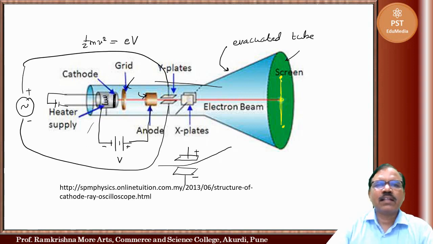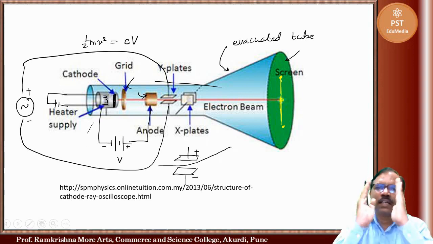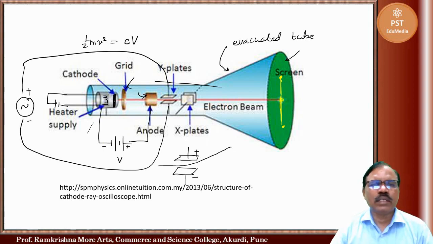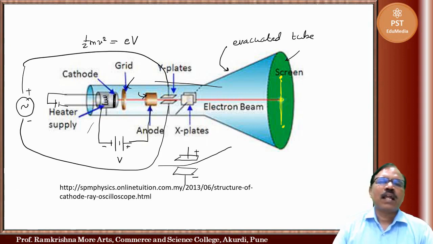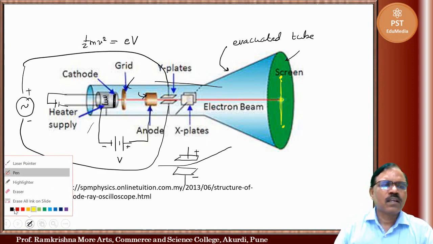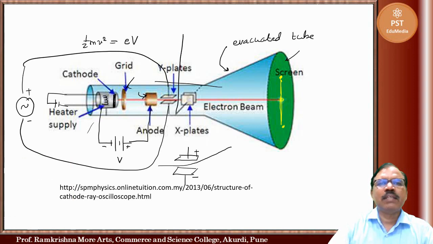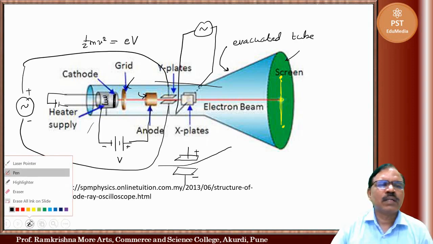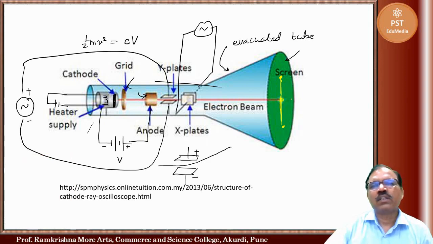Now if we take another pair of plates, the X plates, which are vertical plates, and connect one plate to positive and another plate to negative, an electric field is set up along the horizontal axis. And if we apply an AC signal between these two plates, the electric field along the horizontal axis will change direction alternately. So the spot due to the horizontal signal will move like this.